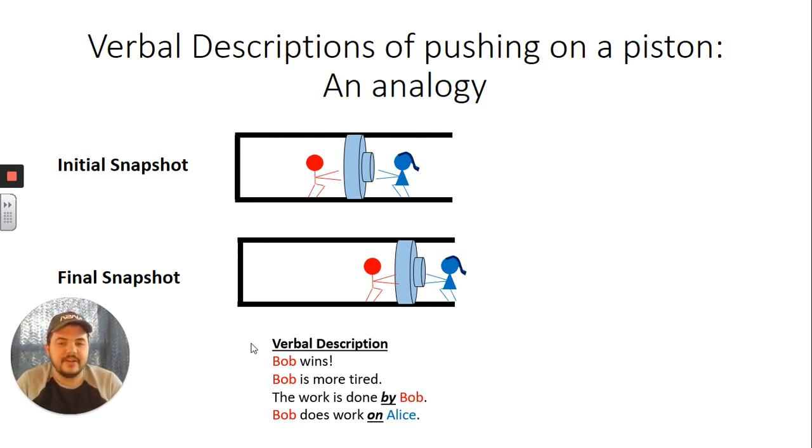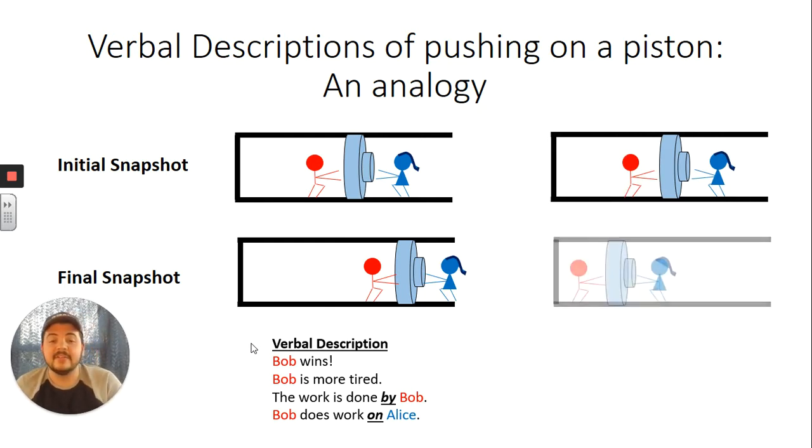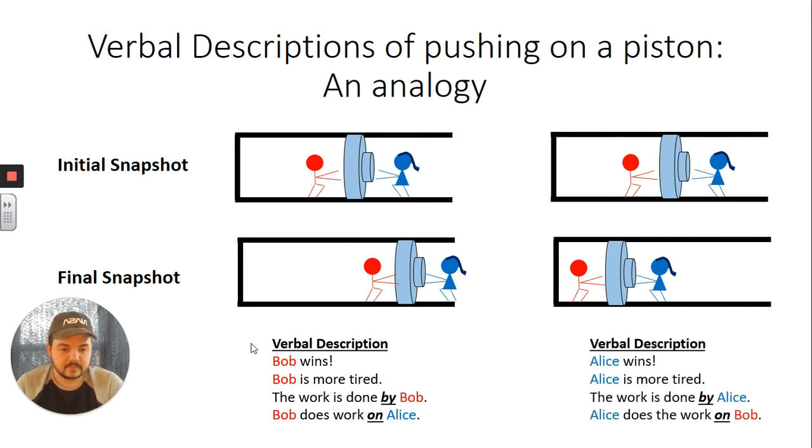Let's look at the other scenario, where again, the initial snapshot looks very similar, but now the final snapshot is when Alice wins over Bob. In that case, we would say Alice does the work. The work is done by Alice. She wins, she gets more tired than Bob, so the work is done by her. Or the other way to say that is that Alice does work on Bob. So that's the way we're going to talk about these things, but we're going to replace Bob and Alice with gases inside and outside of the system.